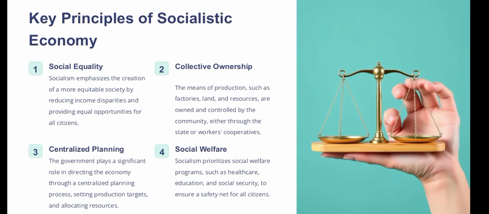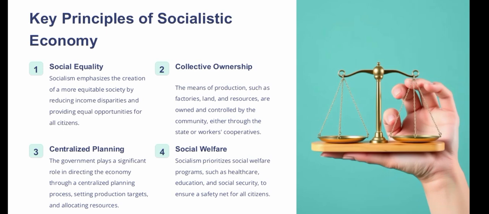Then the next one is centralized planning. The government plays a significant role in directing the economy through a centralized planning process, setting production targets and allocating resources. The next one is social welfare. Socialism prioritizes social welfare programs such as healthcare, education, and social security to ensure a safety net for all citizens.